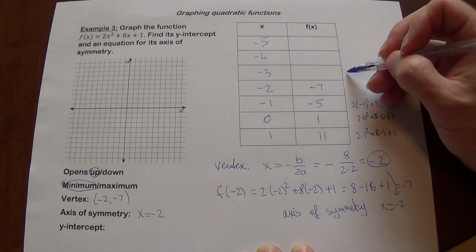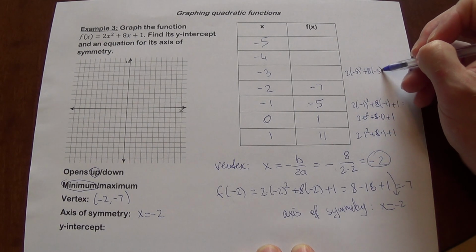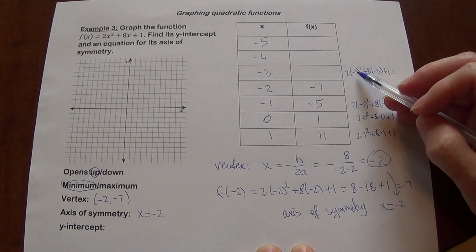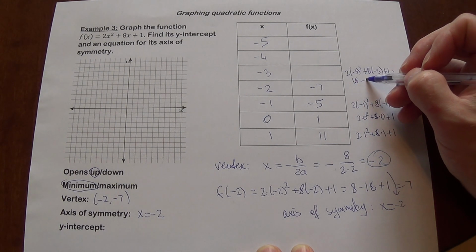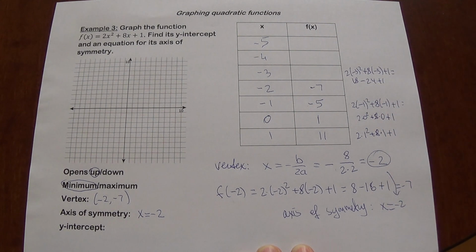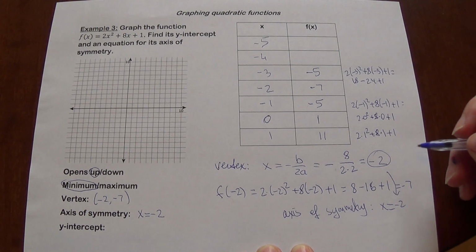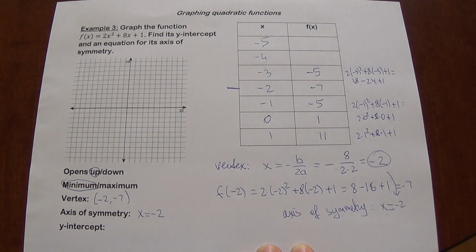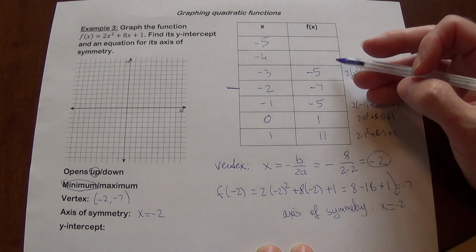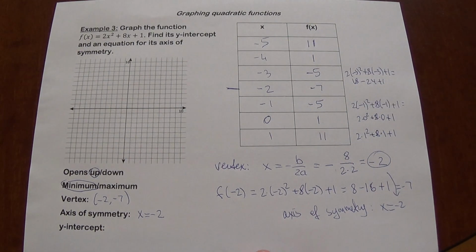We already know that. Negative 3. 2 times negative 3 squared plus 8 times negative 3 plus 1. Negative 3 squared is 9. So it's 18 minus 24 plus 1. 18 minus 24 is negative 6 plus 1 is negative 5. And you probably remember what I mentioned earlier about symmetry. This is the center, so the values you can see are the same. You are actually going to end up getting 1 here, and you're also going to end up getting 11 there.